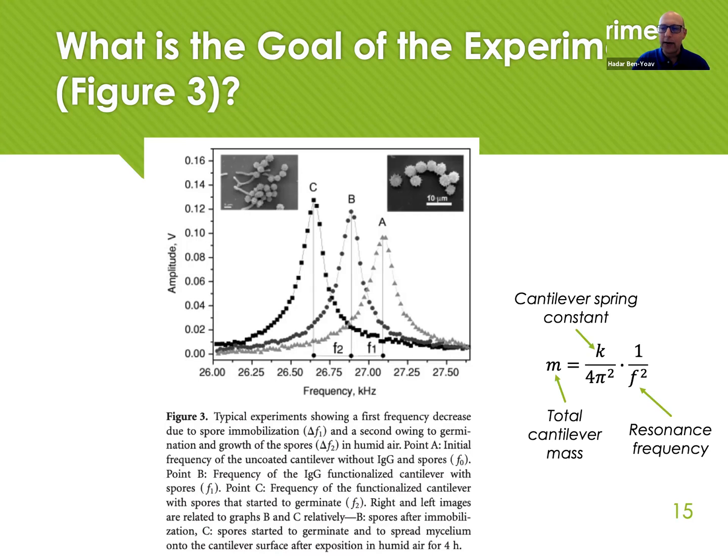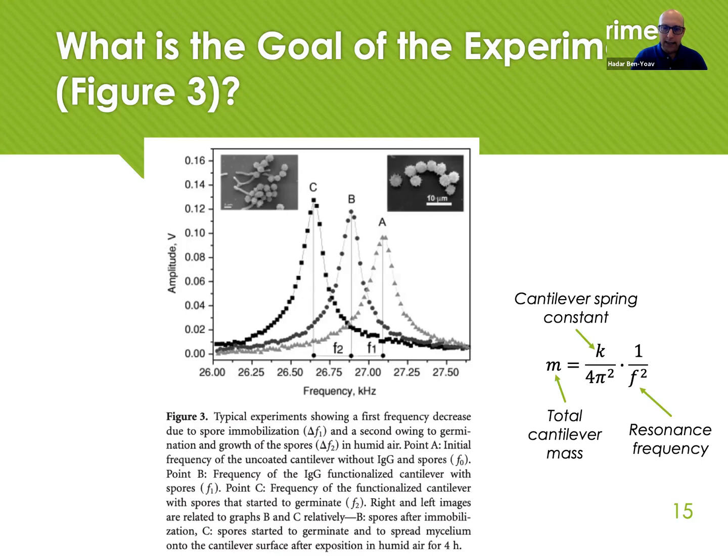Now C is when the spores start to grow. They wake up, the fungi start to grow, they multiply, they become infectious. This is the image where you see a lot of spores, they bind to each other, and on top of it, they cause a biofilm of fungus. Now we have more and more mass, so the frequency will decrease more. Remember, this is the frequency where we get the resonance. So for C, the frequency is even lower.